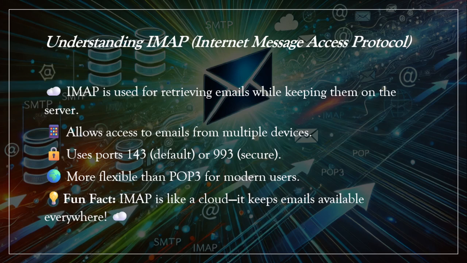Like other email protocols, IMAP also uses special ports, like port 143, which is the default IMAP port and is not secured. Then we have port 993, which is secure and encrypted by SSL. IMAP is way more flexible than POP3 because it doesn't remove emails from the server. This means you can switch devices and still find all your emails exactly where you left them. IMAP is just like a cloud storage system. Your emails are always there, ready to be accessed from anywhere in the world.